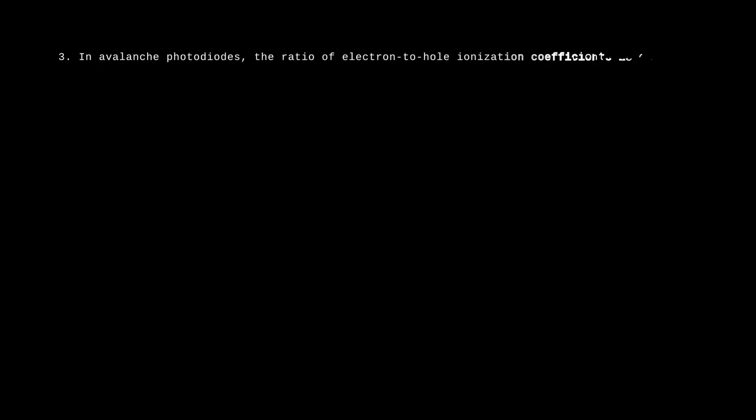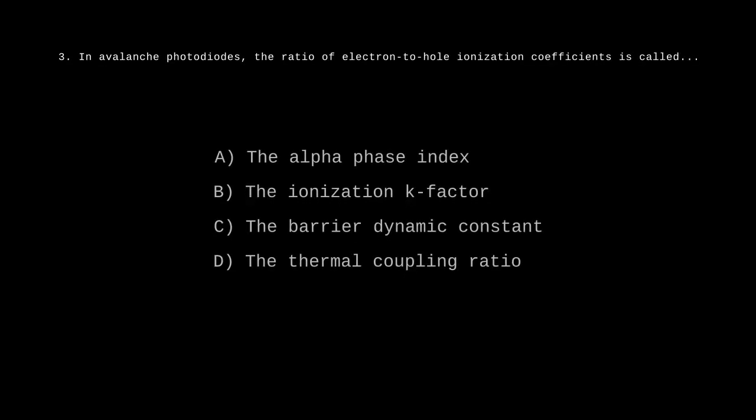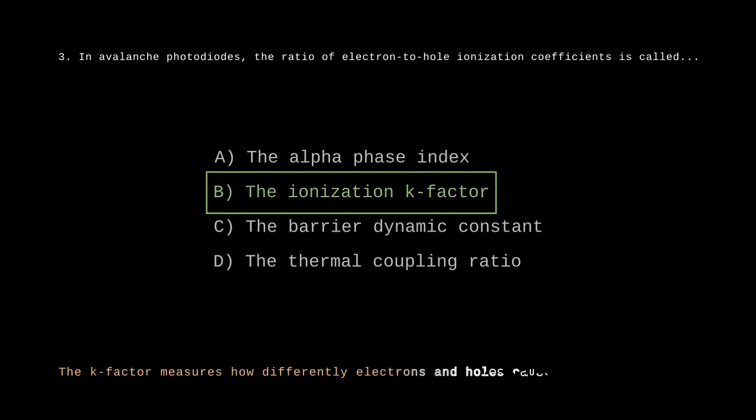Question 3. In avalanche photodiodes, the ratio of electron-to-hole ionization coefficients is called? The ionization rate ratio between holes and electrons is defined as the K factor, which heavily influences overall device noise.